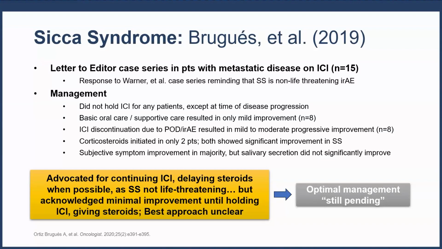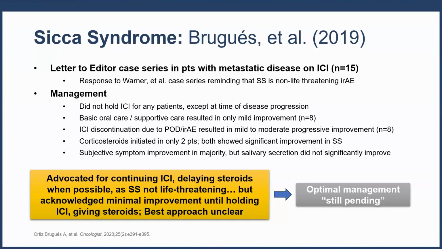However, this center opted not to hold ICI for any of their patients, except if they progressed in their disease. And so they opted to really focus on basic oral care or supportive care, which resulted in very mild improvement. There was still mild improvement with focus on supportive care, but really the main improvement was seen after ICI therapy was held or discontinued. And in the few patients that steroids were started on, both of them showed significant improvement.